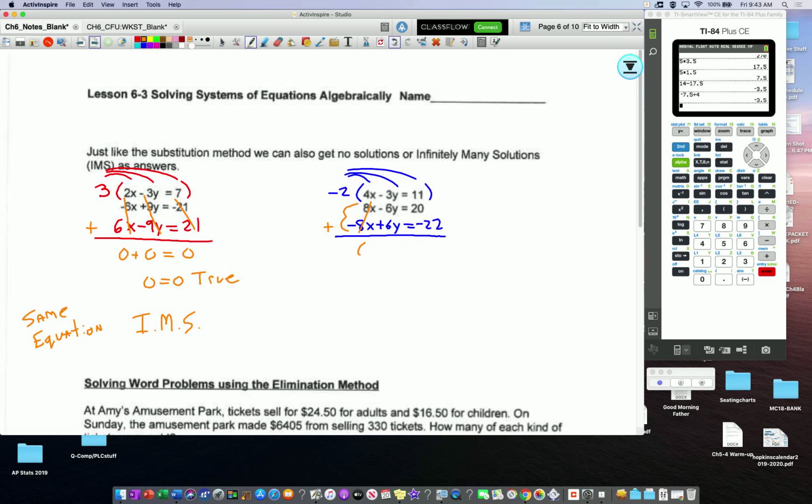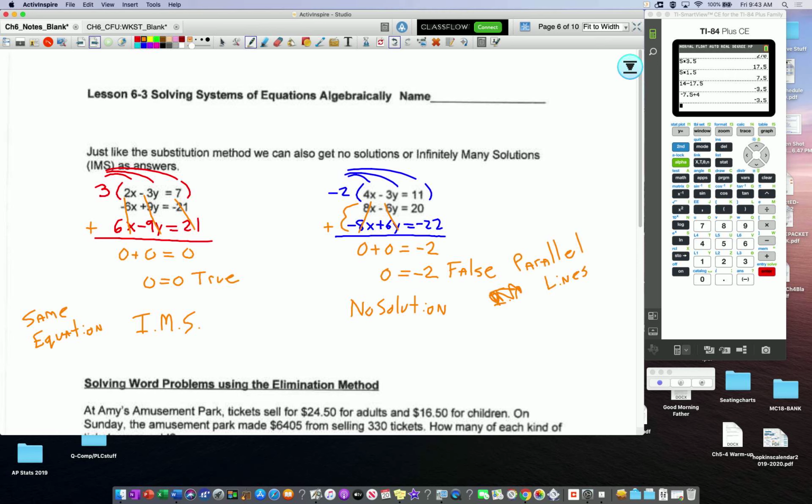The x's cross out, 0. The y's cross out, I get 0. The numbers don't cross out. It actually equals negative 2. Does 0 equal negative 2? Absolutely not. This is a false statement. This means you have no solution. And if you have no solution, we like to say that these lines are parallel lines.